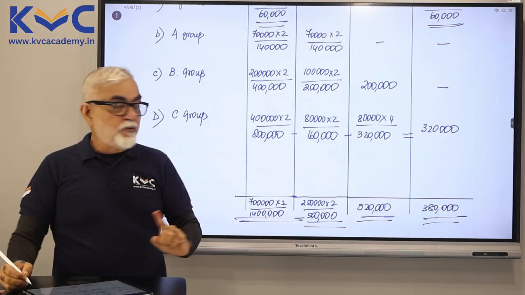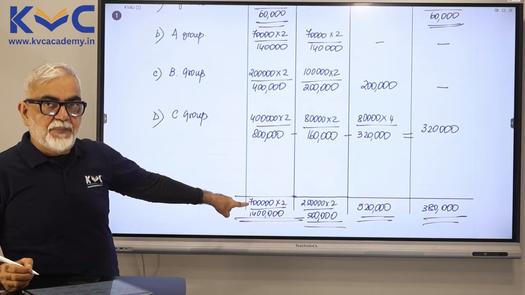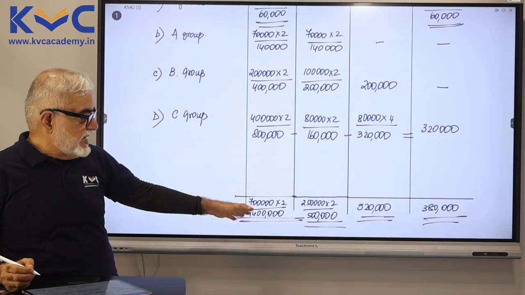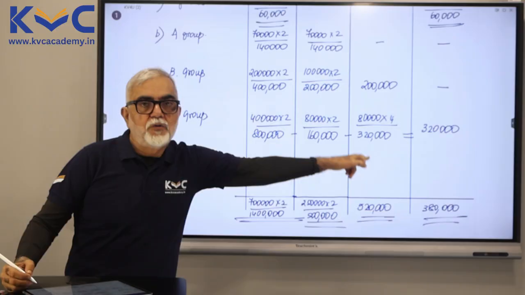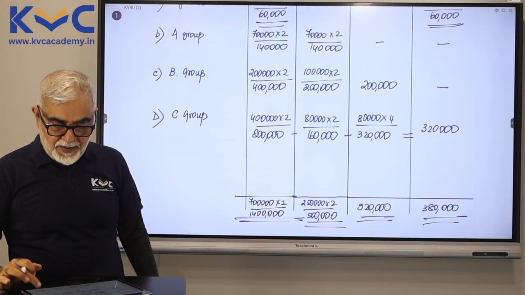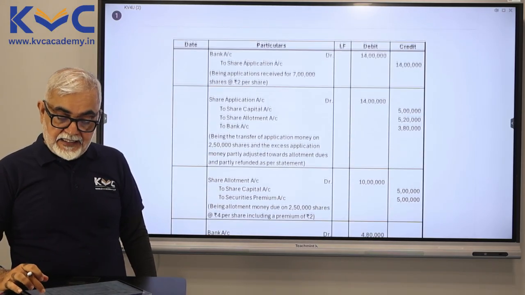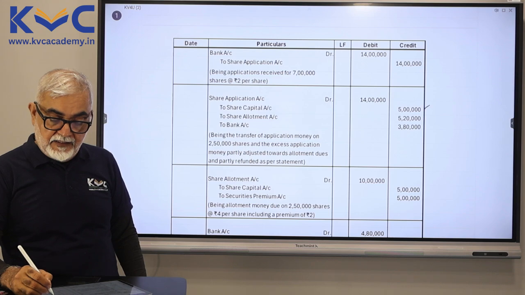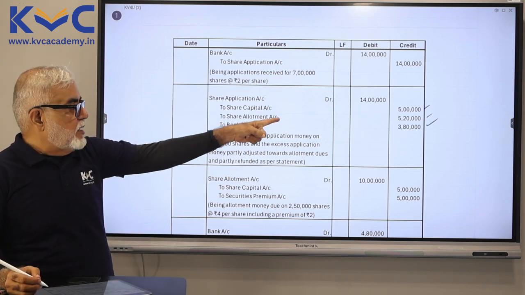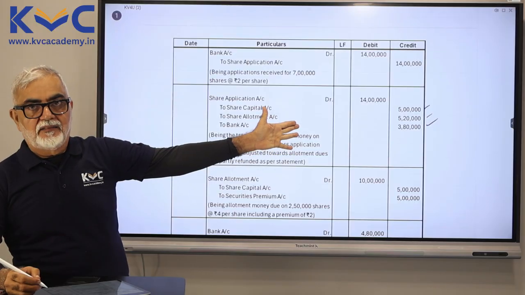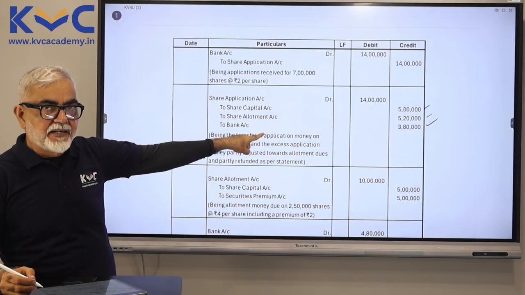So my first entry would be bank account debit, to share application account, to share capital, to share allotment, to bank. That's how I prepared the journal entries. To share application account, to share capital, to share allotment, to bank. That's my working note and this is my journal entry.